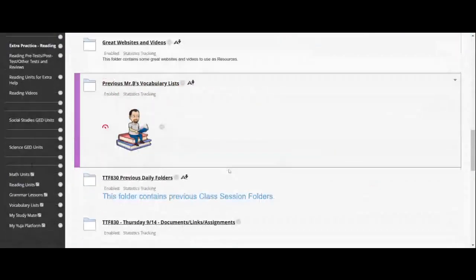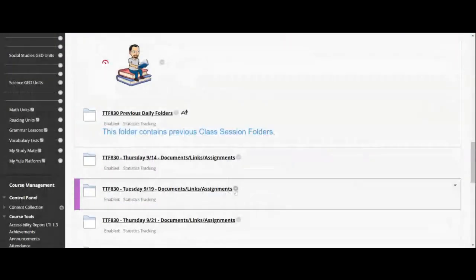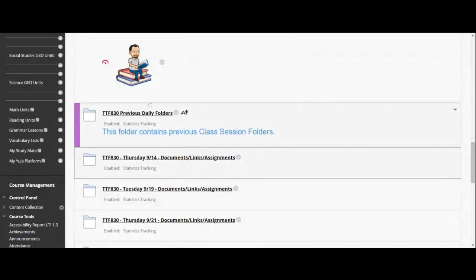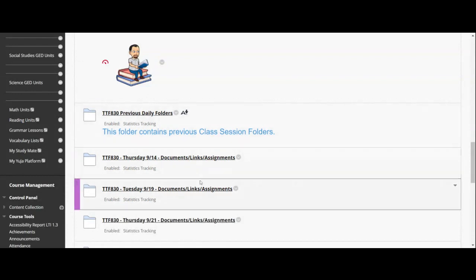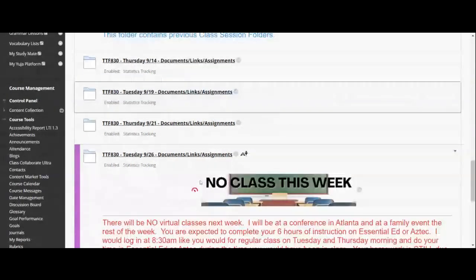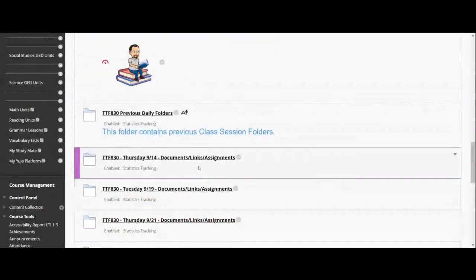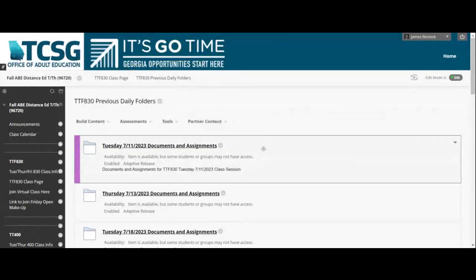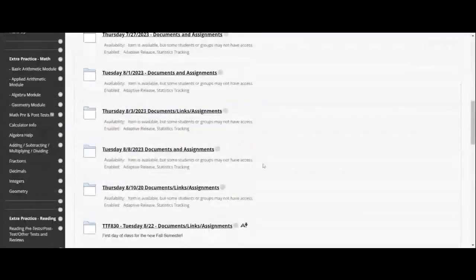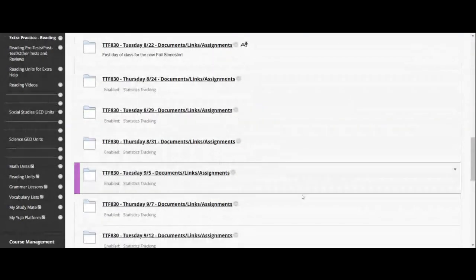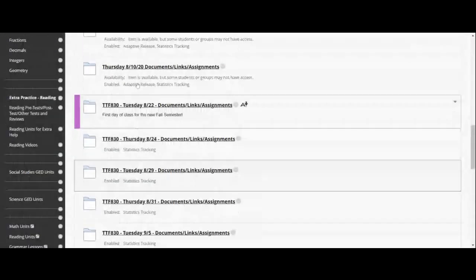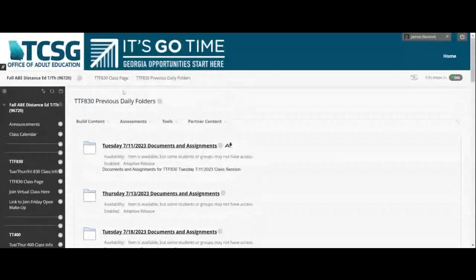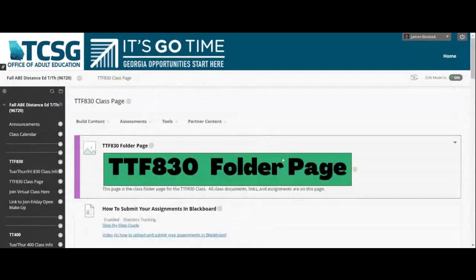Scroll down. I've started putting some of the previous folders into one folder. That way this doesn't get so long. Each day I'll probably take the one before it and stick it in there. But they're all still there. If I double click on this, you see all of that still here. It's in order by date. So you can still get to any of the stuff that we've done before.